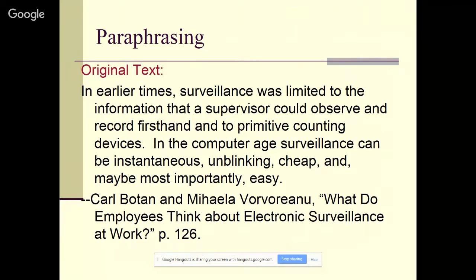In early times, surveillance was limited to the information that a supervisor could observe and record firsthand, and to primitive counting devices. In the computer age, surveillance can be instantaneous, unblinking, cheap, and maybe most importantly, easy. We have the author's names there, the title of the article, and this came from page 126 of that article.